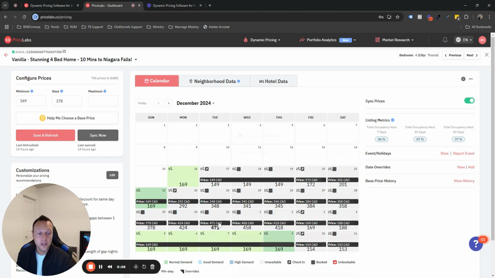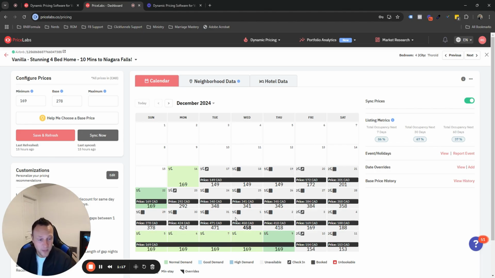Look at this. This is during the Christmas season, December 2024, and I'm getting $471 per night. These are booked. If it's gray, this is booked up. Look, 345, 458 on New Year's. It's insane. It's crazy. It makes me way more money than I would have ever made in the past.